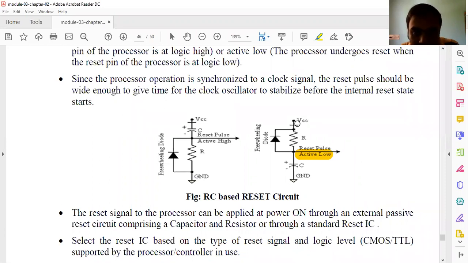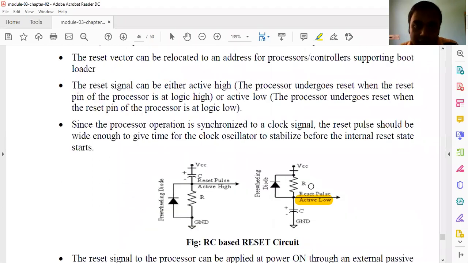And here, whenever the power supply is applied or this particular button is pressed, it will become a short circuit because the diode is inversely connected here. The current will directly flow to ground, making the voltage at this particular point low or zero. Then the system will get into the reset mode. So that is what is called active low, right?